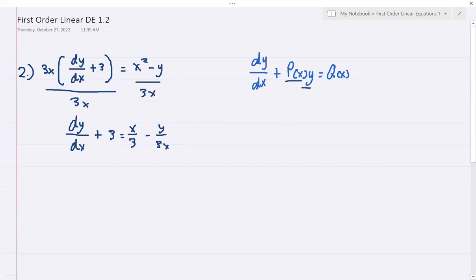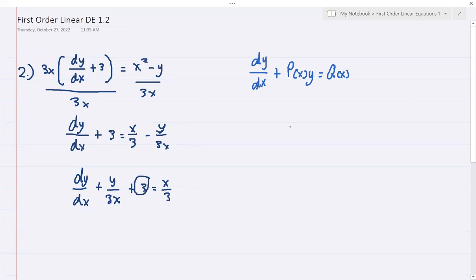So what I'm going to do here now is, since we have a function of p of x partnered with y, and you see this part, your term has your y here. So we can transpose negative y all over 3x to the left. So we will have dy all over dx plus y all over 3x plus 3 is equal to x all over 3.